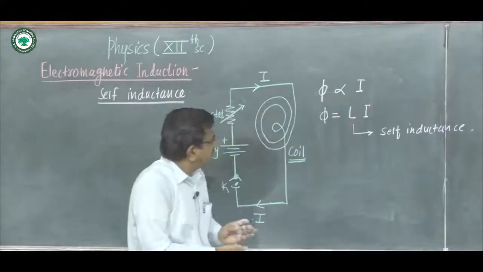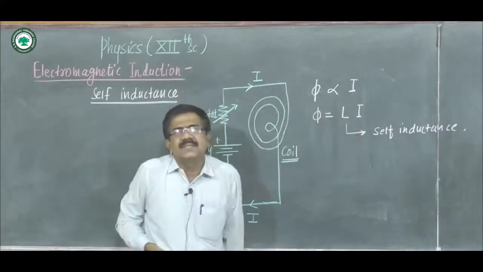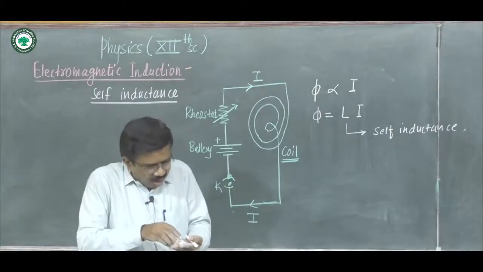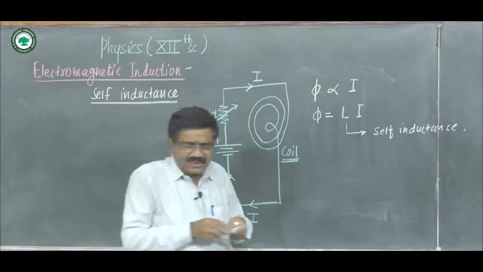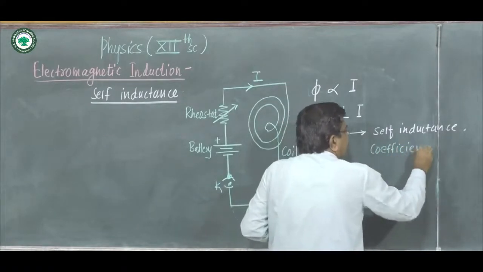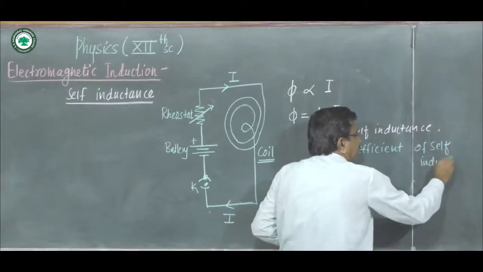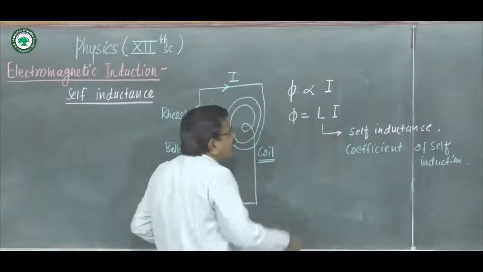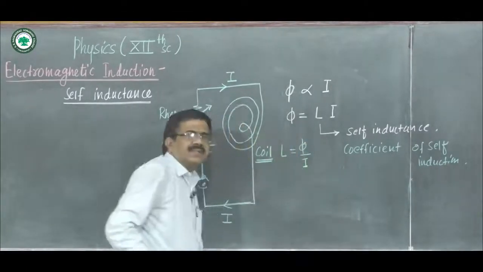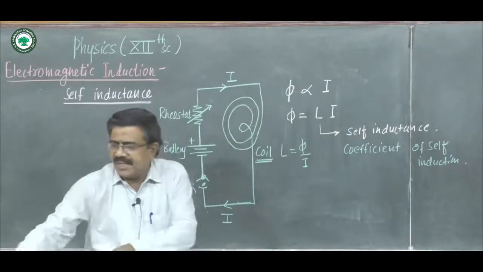Flux phi is directly proportional to the current. Flux phi is equal to constant into current. Constant we denote by L. It is the self-inductance, or it is also called the coefficient of self-induction. Coefficient of self-induction of coil. And hence this L is phi upon I. We write this coefficient of self-induction as phi upon I.